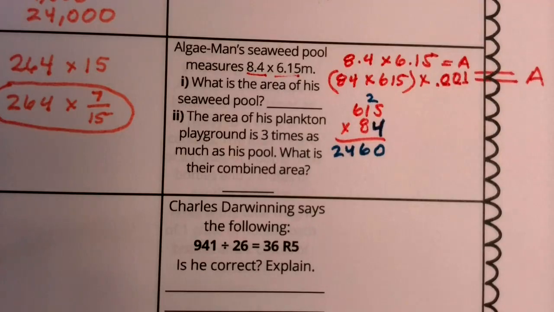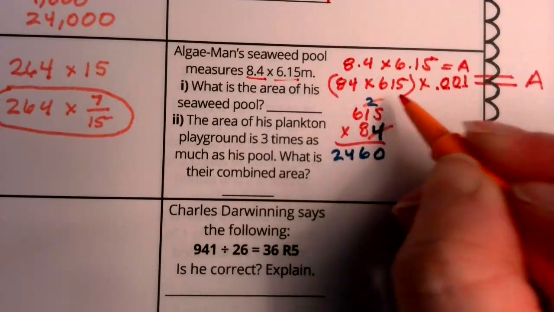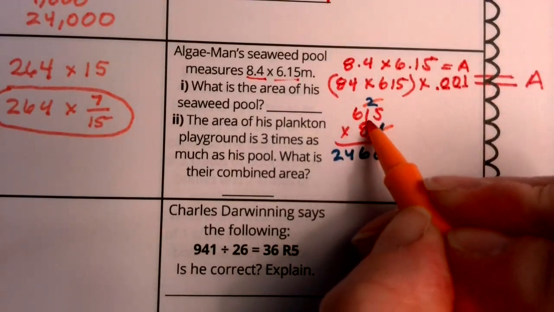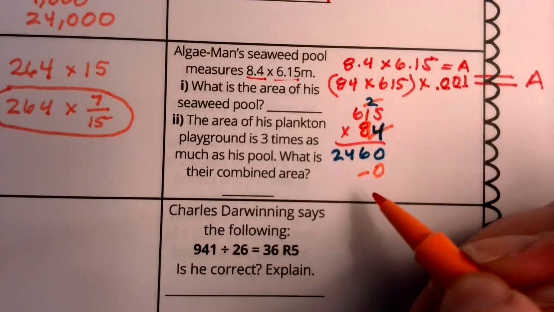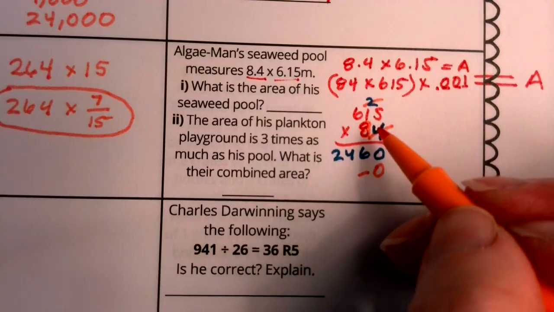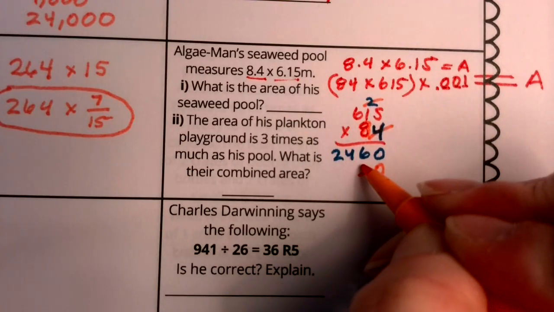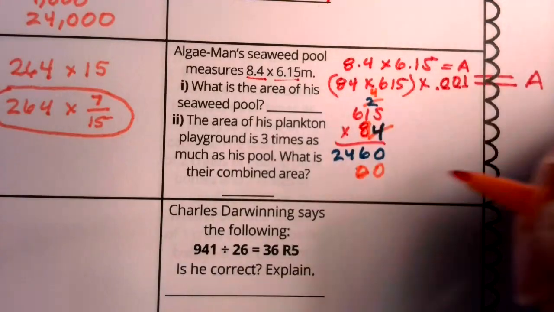Now, I'm going to cross off my 4. I'm going to cross off my carry 2. And I am moving on to the 8, which really is in the tens place, which is why I need a 0. 8 times 5 is 40. Here is my 0, and I'm going to carry a 4.